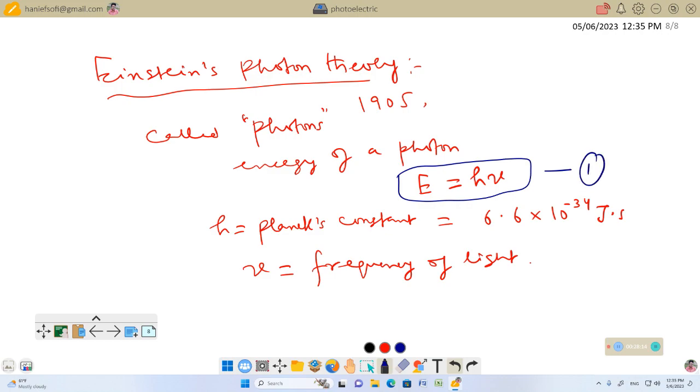Now, this notion that light is a stream of particles is in sharp contrast to the notion that it behaves like a wave. Remember, in wave theory of light, the energy is not concentrated into bundles, but is spread out uniformly over the wavefronts. Now, how can this idea explain the photoelectric effect? So let us discuss that.